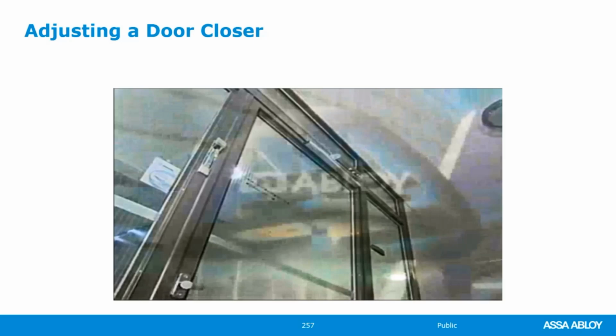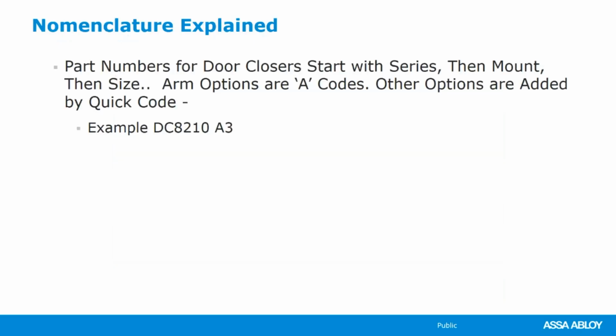So now let's jump into Corbin Russwin closer part numbers. Our nomenclature: all of our door closers are DC for door closer. The first digit is our series. Actually, the first two digits, it's our 8200 series. The next digit is the arm mount. 10 is parallel arm. And then the A3 is a specialty arm. Any of our arm codes that are special will have an A. Our delayed action, and any other features like that, will be our miscellaneous M type codes, which we'll talk about in a second here. Let's start with our DC 8000 series closer.